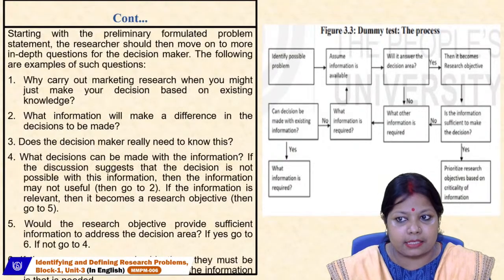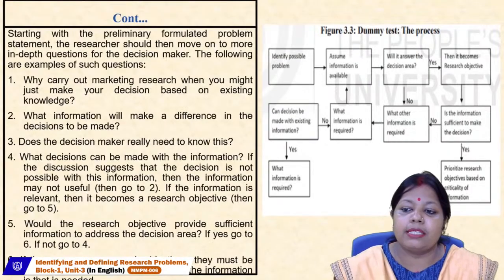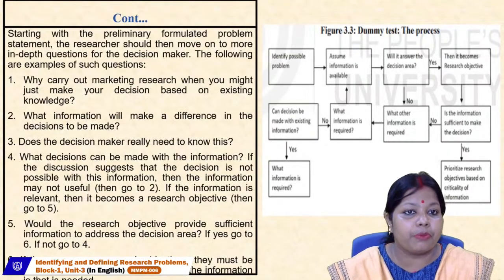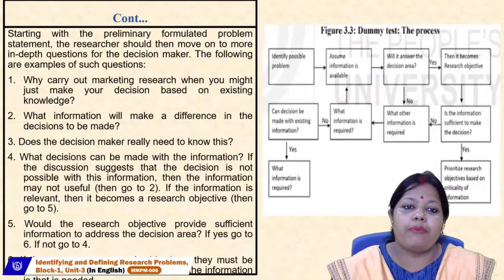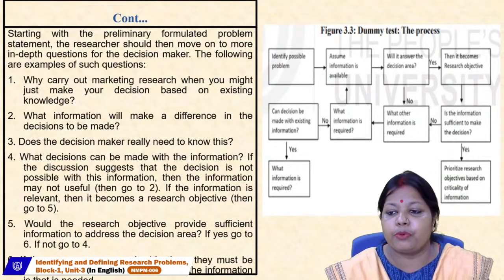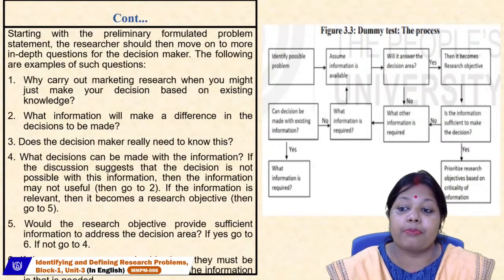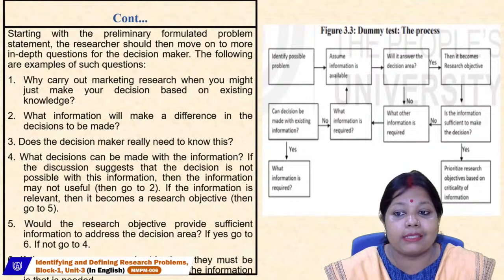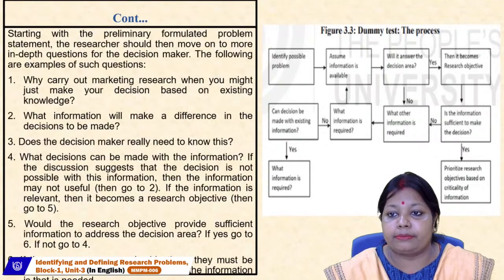Then, if yes, it is sufficient, then prioritize research objectives based on the criticality of the information. As there is more than one objective, we have to prioritize the most important one. But if, in the step where we ask whether the information is sufficient to make the decision, we find the answer is no, then what will we do? Now again we will go to what other information is required.